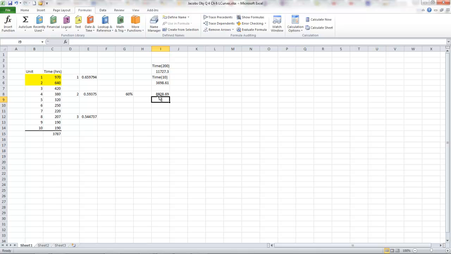And the thing to look at, take a look at the numbers. The first 10 took 3,700 hours. The next 190 took only a little over twice that. The amount of learning that goes on at 60% is very aggressive. 60% is very unnatural. That's a very steep learning curve. And as you can see from the tables, it's the fastest learning curve that they put on the tables.